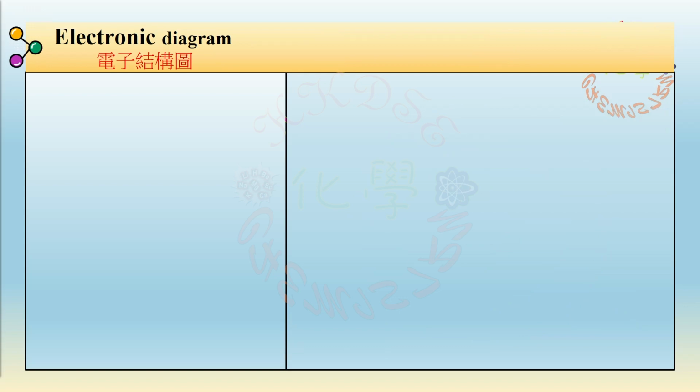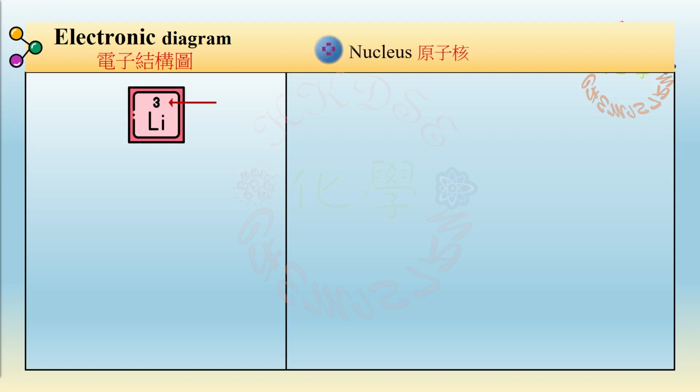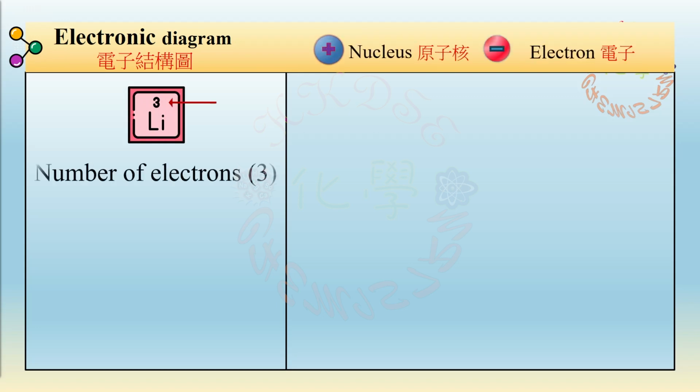Rules for electronic arrangement. We use the following rules. We will take an atom as lithium, with an atomic number of 3. It must have 3 electrons to balance the positive charge of the 3 protons in the nucleus. It's worth remembering that the atomic number tells you the total number of electrons in a neutral atom.